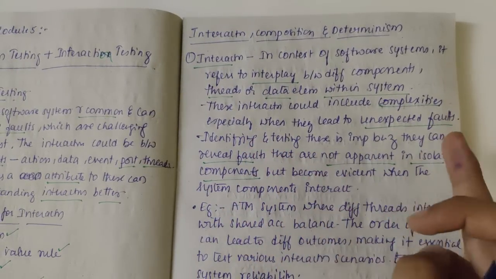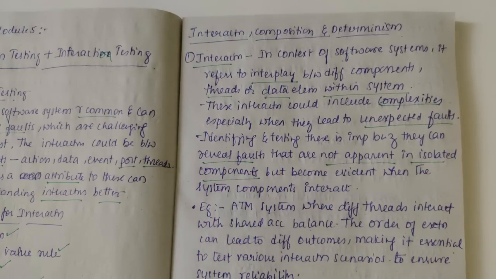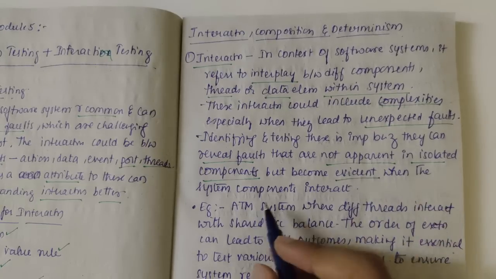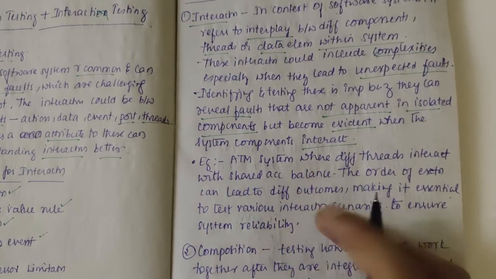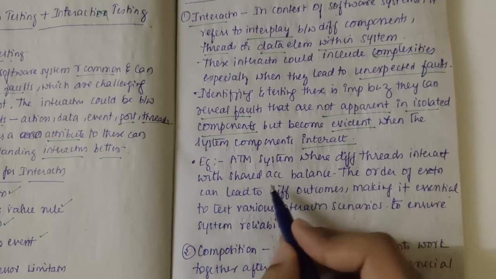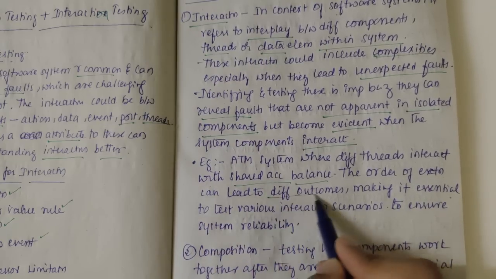Identifying and testing this is important because they can reveal faults that are not apparent in isolated components but become evident when the system components interact. So that's what they have told here. Example: where different threads interact with a shared account balance, the order of execution can lead to different outcomes.